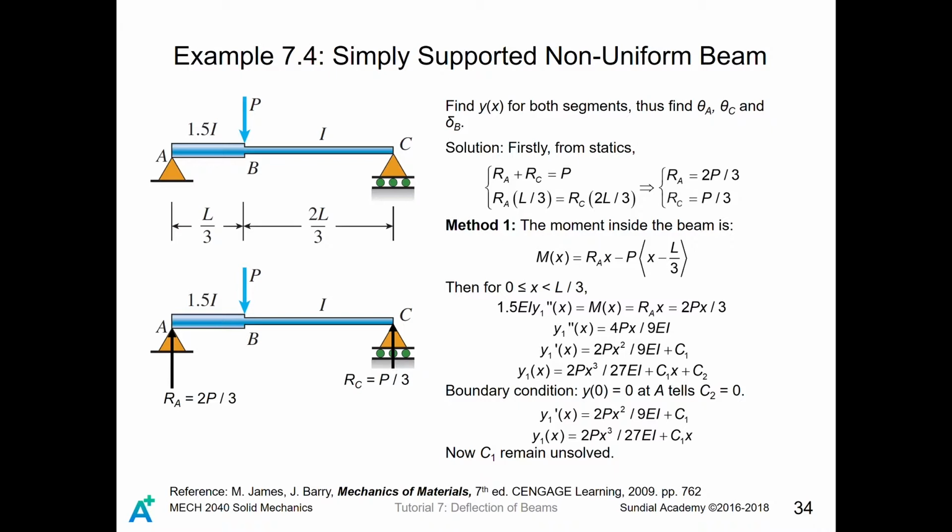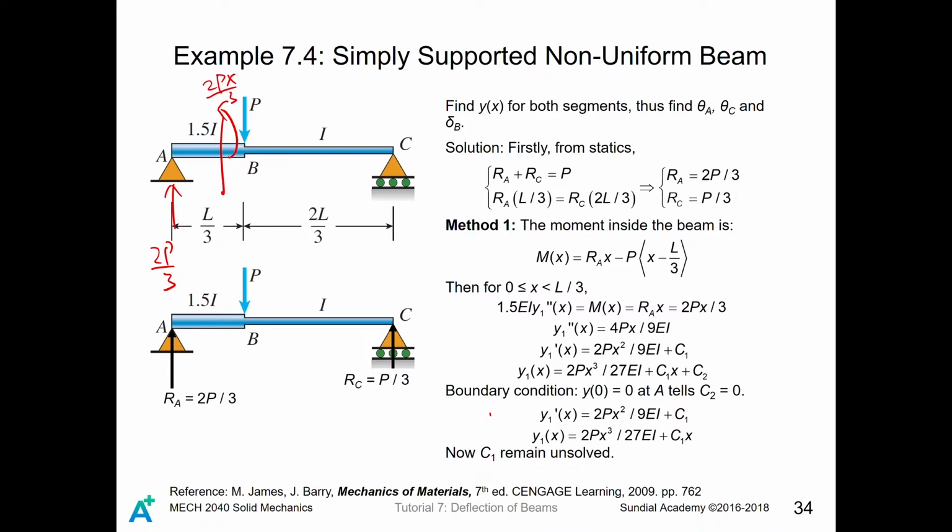So, we are going to use the singularity function to solve our problem. The moment inside the beam equals Ra x minus P, corner bracket x minus L over 3. So in this segment, we know that Ra is 2P divided by 3. So for the moment here, it will be 2Px divided by 3.